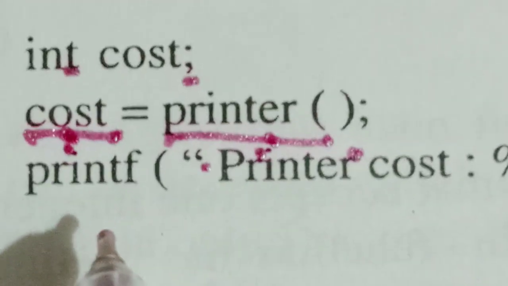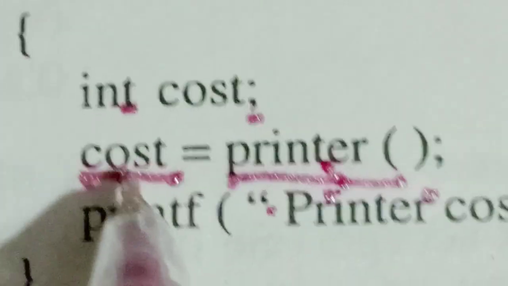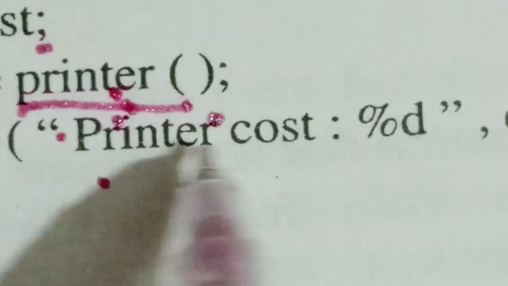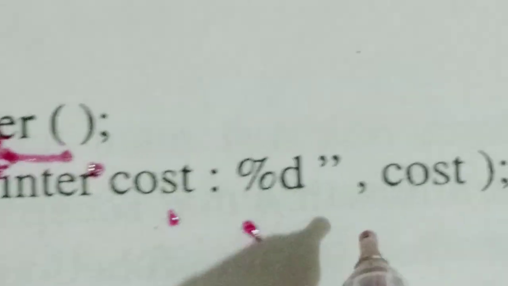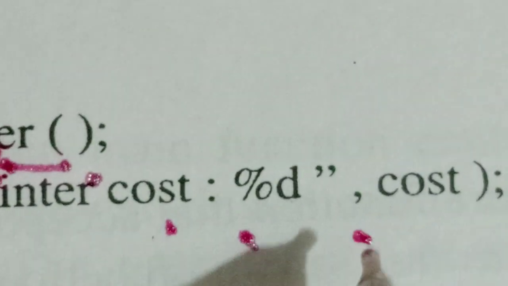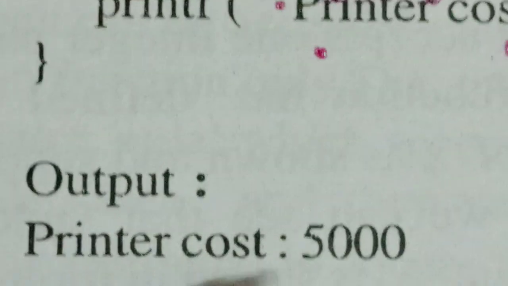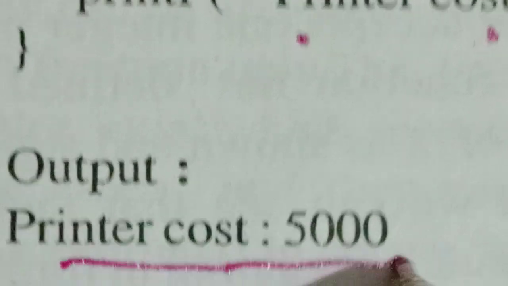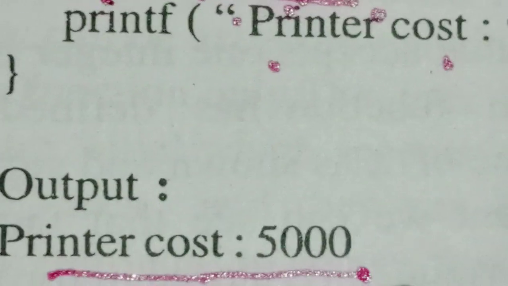Once we called it, the function is going to return 5000 and that 5000 is now stored in cost. Now printf printer cost is %d, then comma cost. So what will be the output of this program? The output will be: printer cost equals 5000. Understood?